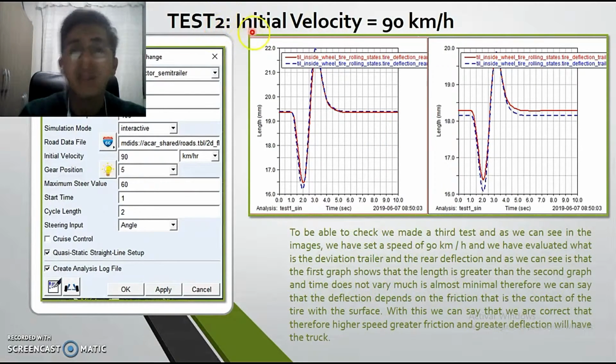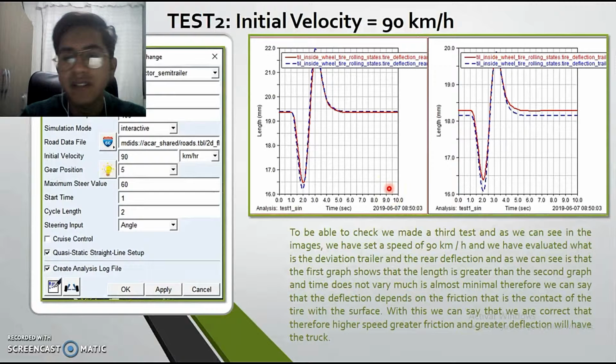Test 2: the initial velocity is 90 kilometers per hour. To be able to check with math filters, as we can see in the image, we have to set the speed at 90 kilometers per hour, and we have to evaluate the deviation of the trailer and the rate of deflection at work.